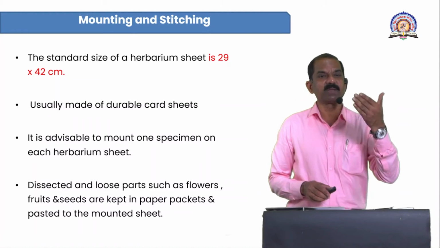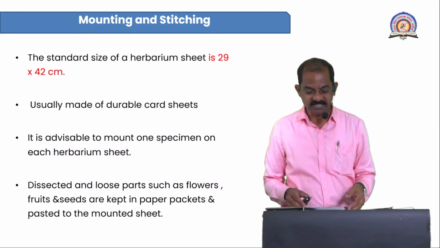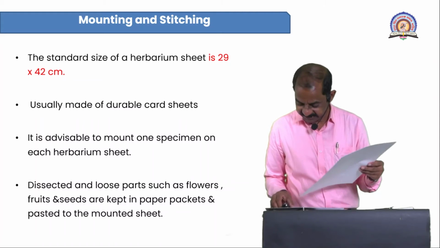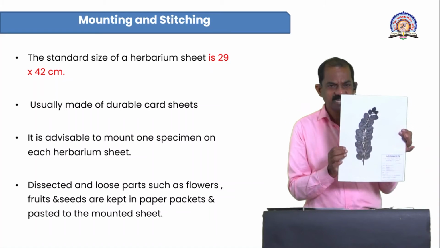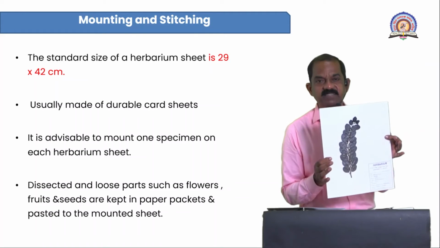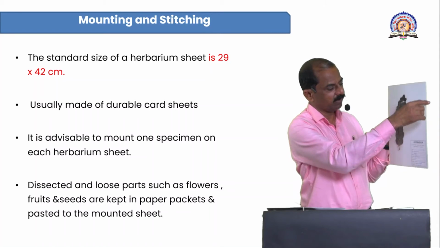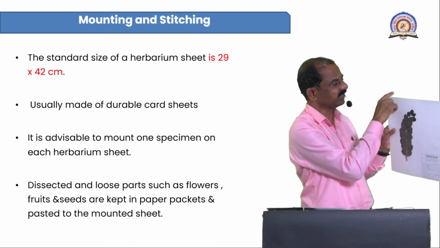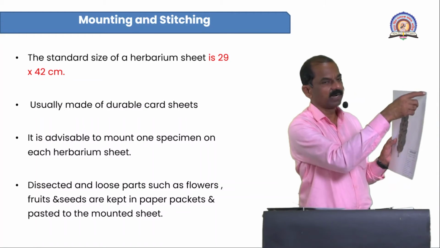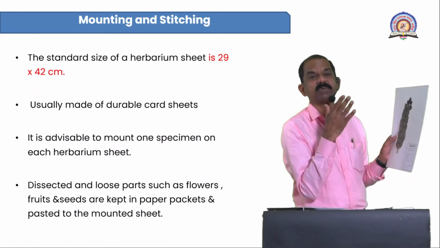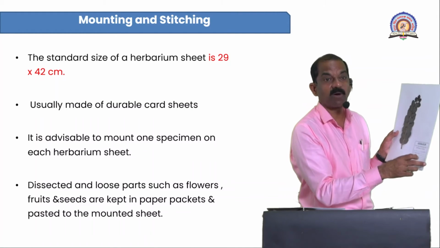After the drying of the plant specimen, there is the need of mounting the plant specimen on the herbarium sheet. Friends, this one is the herbarium sheet, and it has a specific standard size, 29 by 42 centimeters, that is 29 in width and 42 in length. Toward the right hand side corner there is the label.